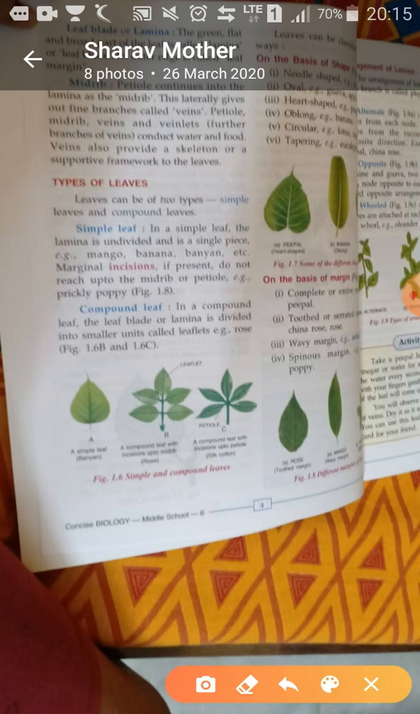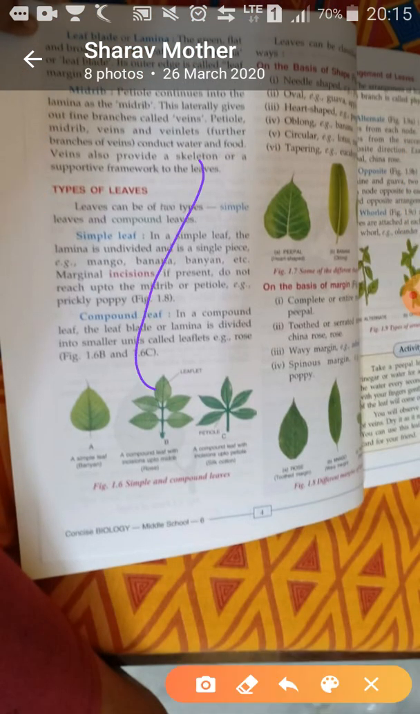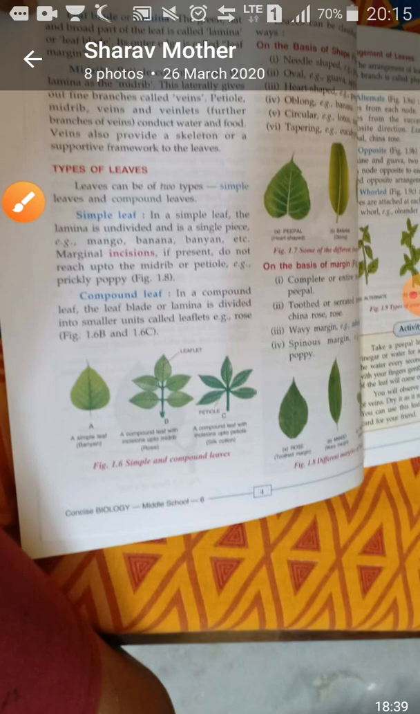So what's written? In a simple leaf, the lamina is a single piece. What is a simple leaf? The lamina means the leaf blade. It is a single piece, as you can see in the diagram I have made. A single leaf is what you call a simple leaf. And what are the examples of this? Here are the examples: mango, banana, banyan. These are examples of simple leaf.